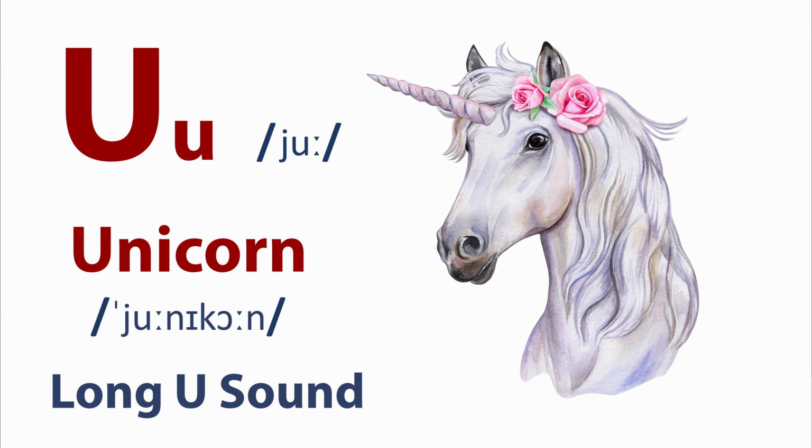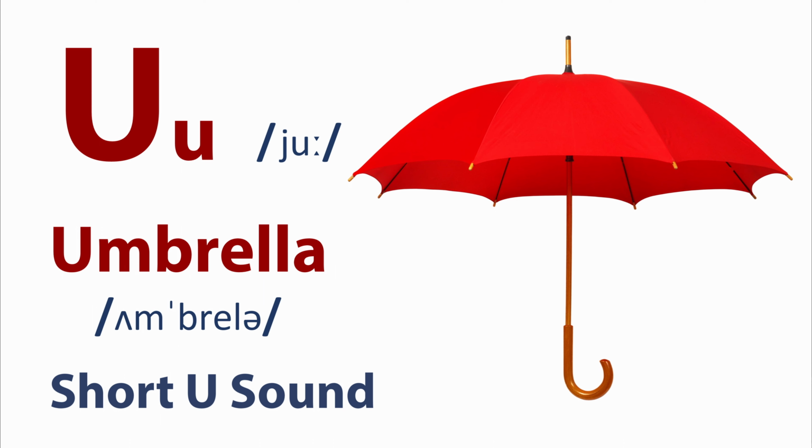For a U, now the U, it almost has a Y sound at the beginning, doesn't it? Yeah, you. But that is the long sound, even though it kind of has a Y sound at the beginning. You. And so we could say unicorn. And so that would be the long sound, the U. For the short sound, we could think of umbrella. Umbrella. For the short sound. The short U.